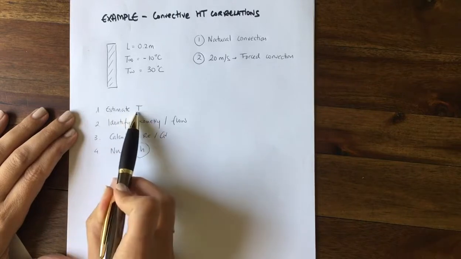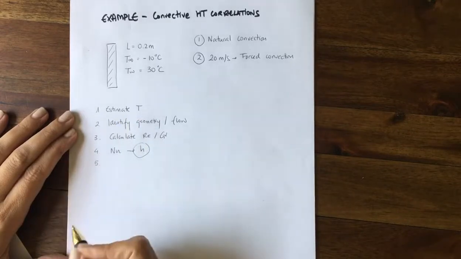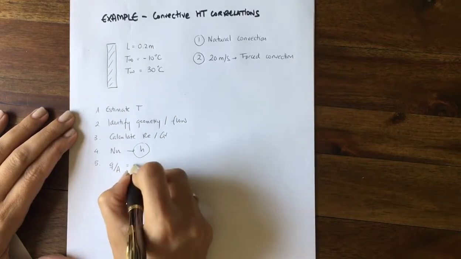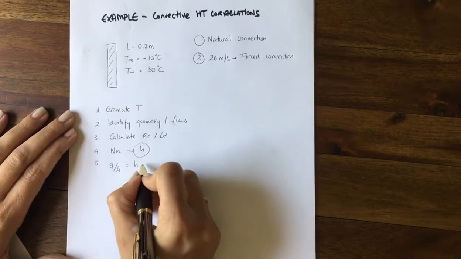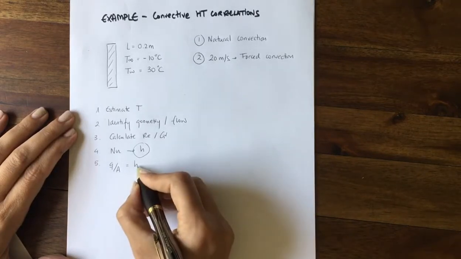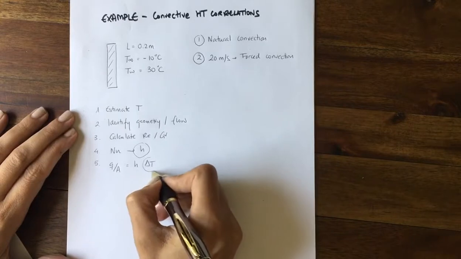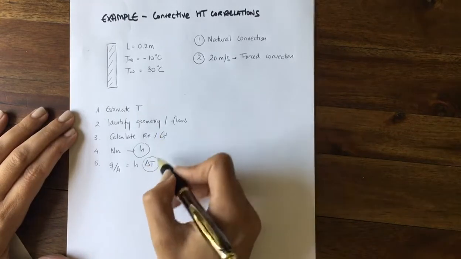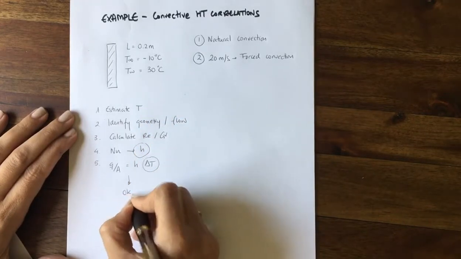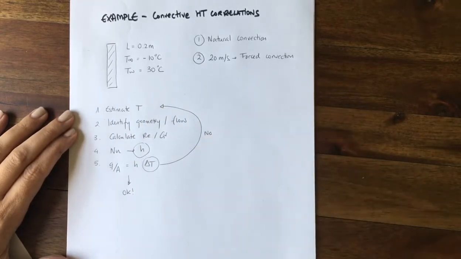If we estimated the temperature in step number 1, we need to verify if that assumption is correct or not. And the way we do that is by verifying the Fourier second law. The heat rate over the area is equal to the convective heat transfer coefficient times delta T. If this delta T is consistent with the temperature that we estimated, then we are done. If not, we need to get back to step number 1.